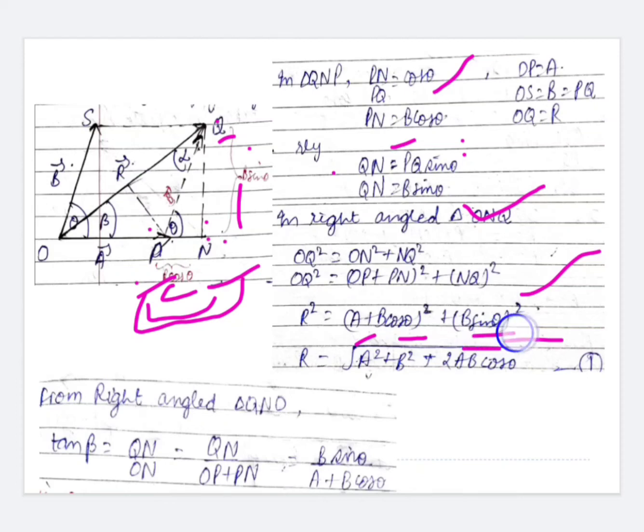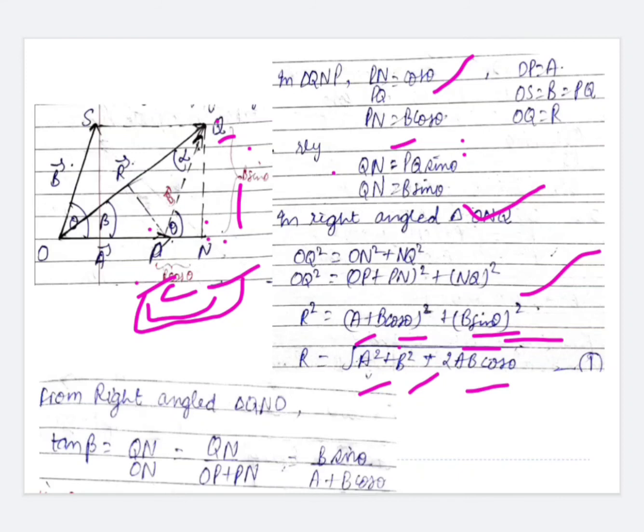From the second term we will get B square sin square theta. So one term is B square cos square theta, and the other is B square sin square theta. We will take B square outside. What are we left with? Sin square theta plus cos square theta. Sin square theta plus cos square theta is 1, we already know. So what will we get? Now we will get A square plus B square plus 2AB cos theta.